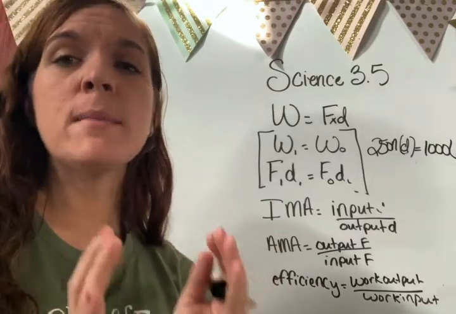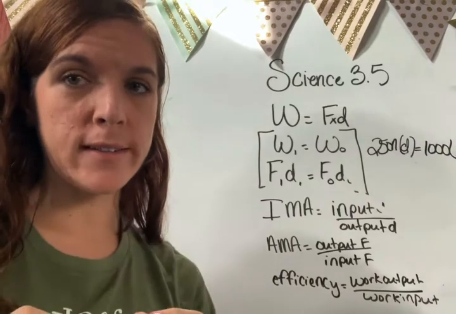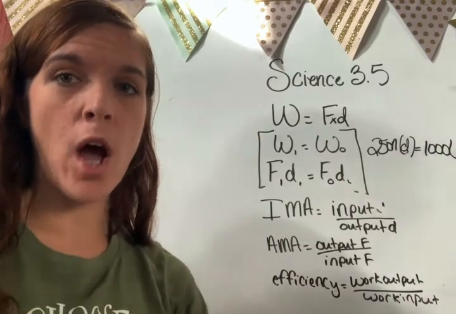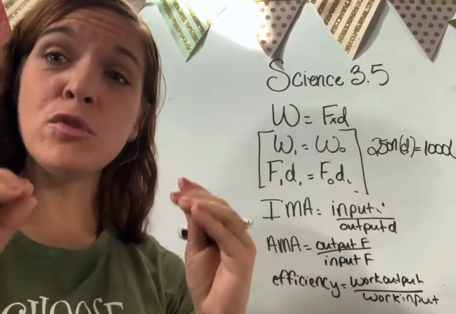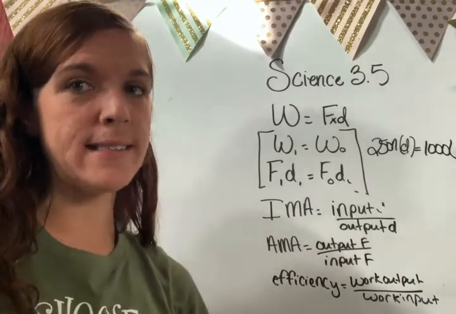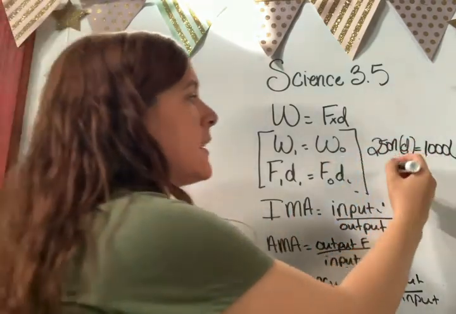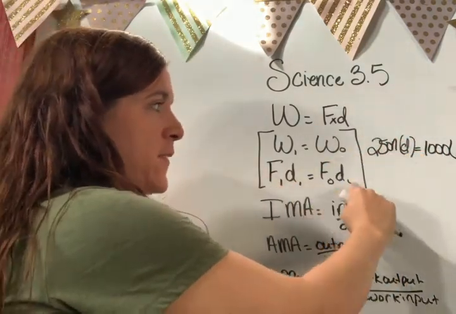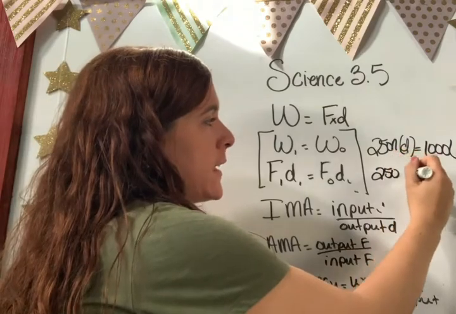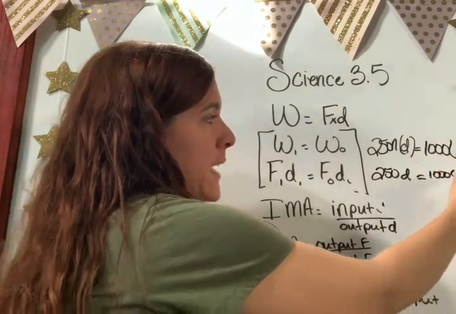So again, let me summarize all that. If you're going to use a machine to help you do less force to pick up or move an object, you're going to have to do that less force for a longer distance, always. Always, okay? So we set up our equation like this. F times D equals F times D. So 250 D equals 1,000 times 0.3, okay?